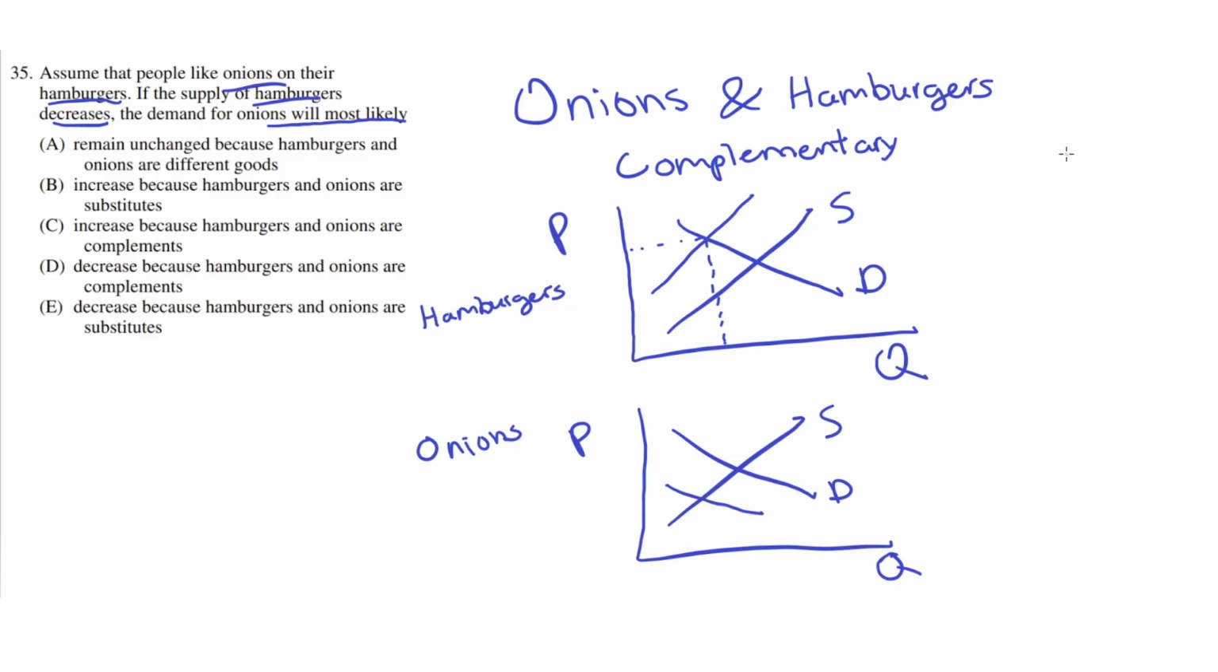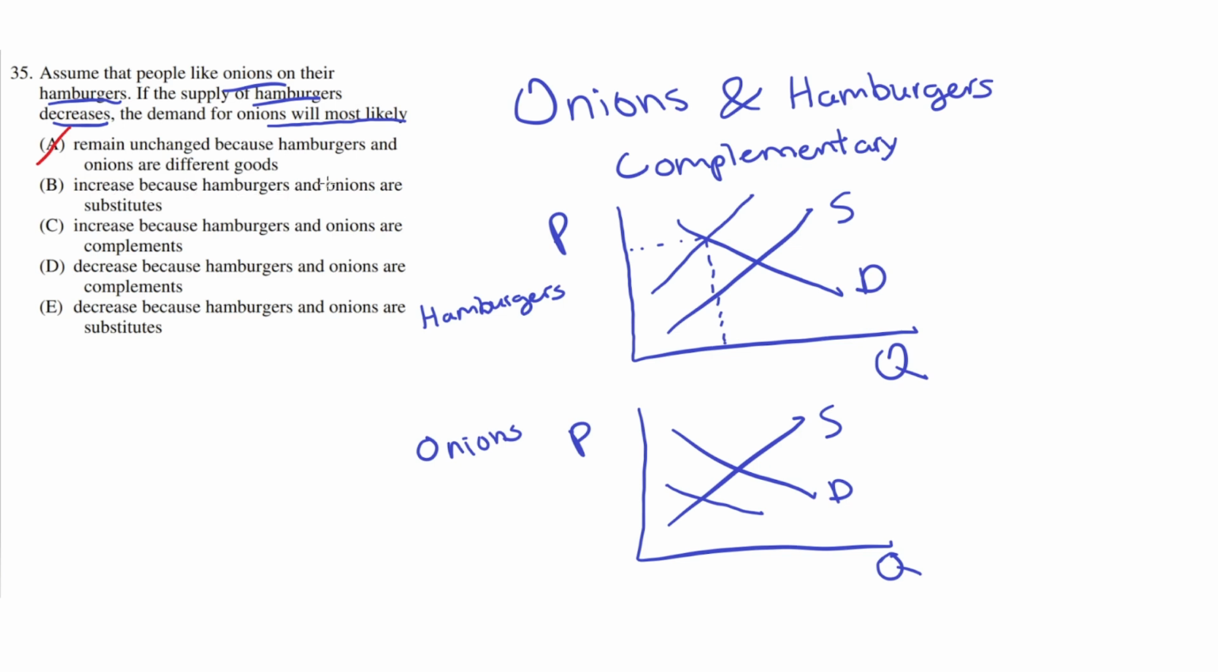So let's look at the answer choices. A. Remain unchanged because hamburgers and onions are different goods. This is incorrect because although they are different goods, they are complementary goods, meaning that the supply and demand for one influences the supply and demand for the other. So A is incorrect.